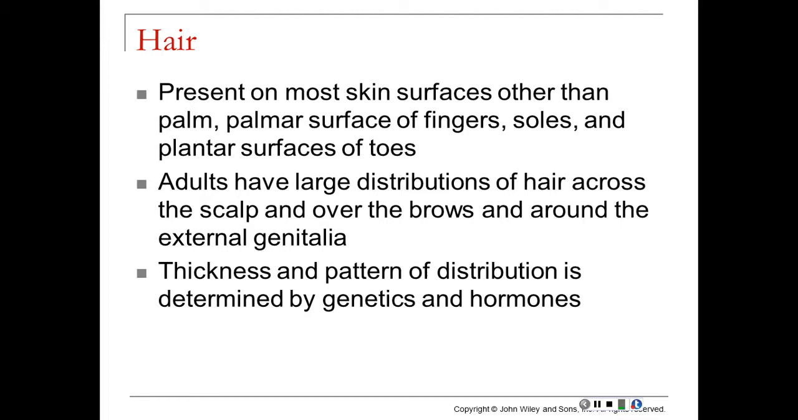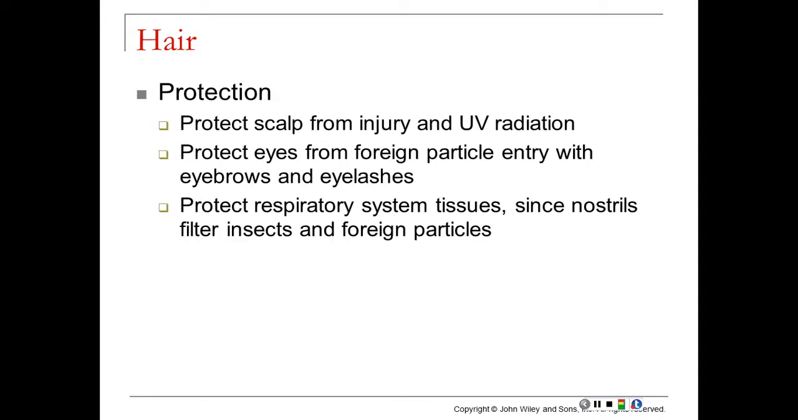The thickness and distribution of the hair is determined by genetics as well as hormones. That's why guys have different patterns of hair distribution than girls do, and that's why, for instance, if your father has a unibrow, you might also have a unibrow because that is a genetic determinant. The main function of hair is for protection, helping to protect our scalp from injury as well as from ultraviolet radiation. It's also there to protect our eyes from foreign particles and our respiratory system from incoming foreign particles as well.